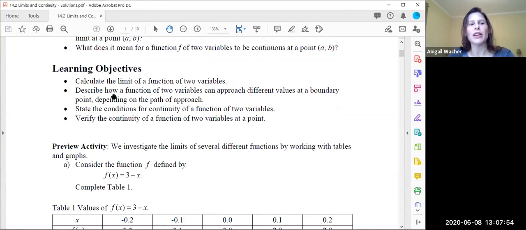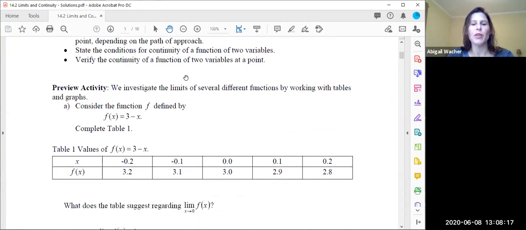All right, learning objectives. Calculate the limit of a function of two variables. Describe how a function of two variables can approach different values at a boundary point depending on the path of approach. State the conditions for continuity of a function of two variables. Verify the continuity of a function of two variables at a point.